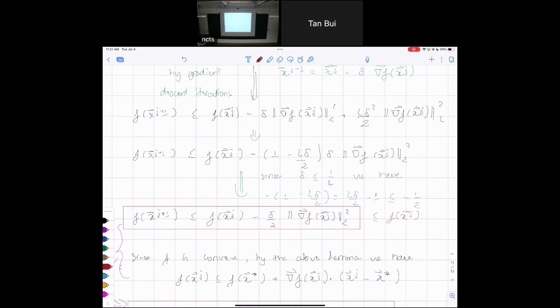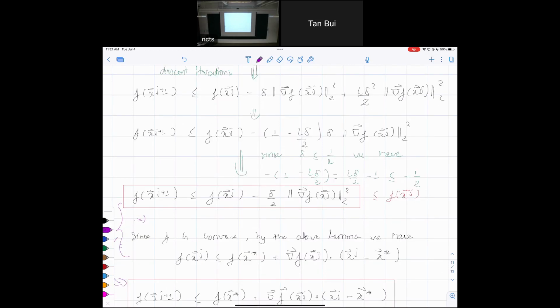So what we conclude here is that the function decreases, or the gradient descent. That inequality implies that gradient descent takes us downhill at every iteration. Good. Any questions?